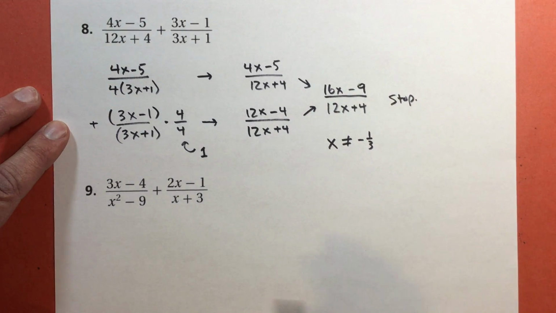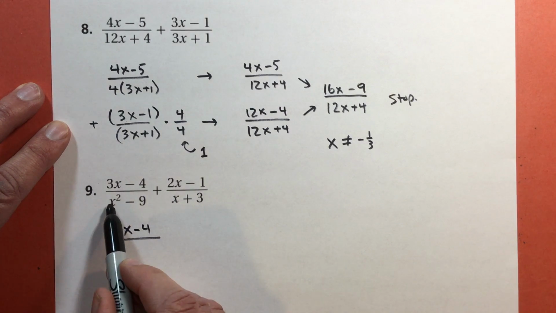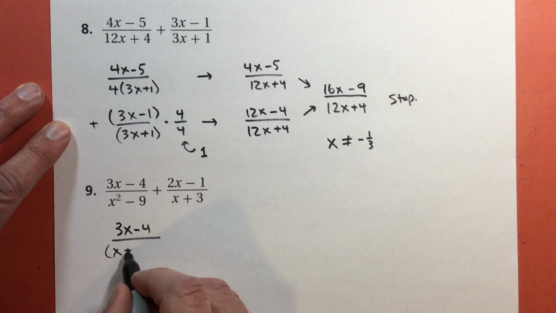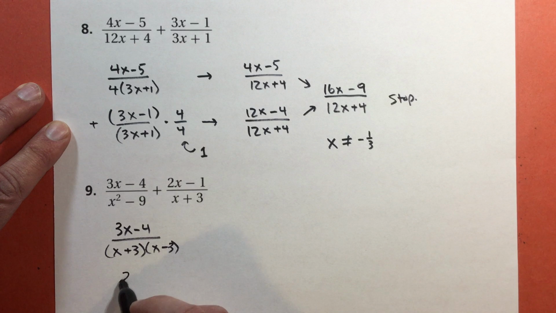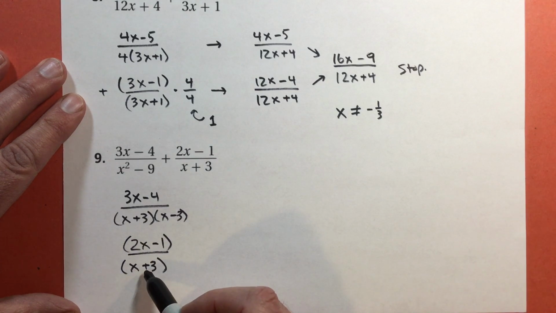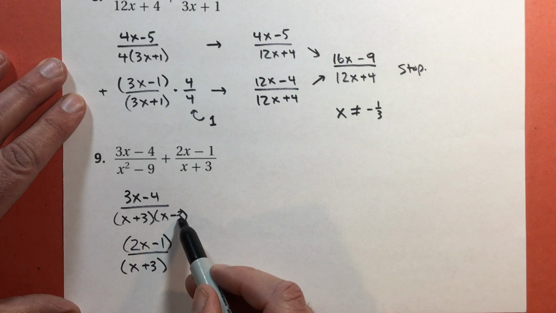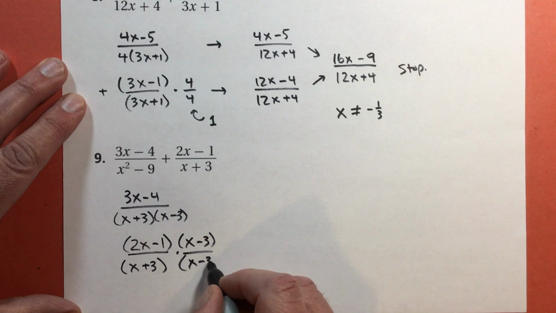Problem number 9, 3x subtract 4 in the numerator. In the denominator, I got x squared subtract 9. That's a difference of 2 squares, so I do x plus 3 times x minus 3. For the other fraction, I've got 2x subtract 1 over x plus 3. I don't know why I wrote it a little bit to the left. Oops. Now they both share a common factor. The denominators, I'm sorry, let me move that up. They both share a common x plus 3, but this one has the x minus 3, so I need to include that here by multiplying by 1.